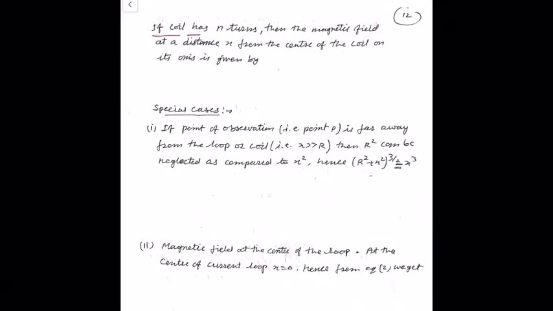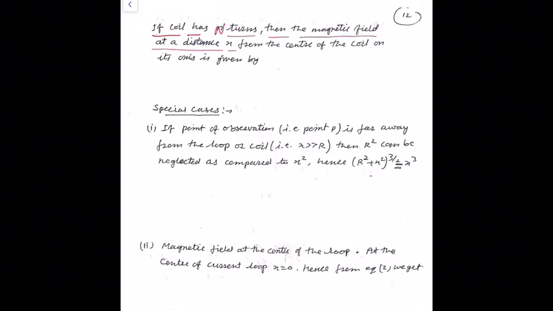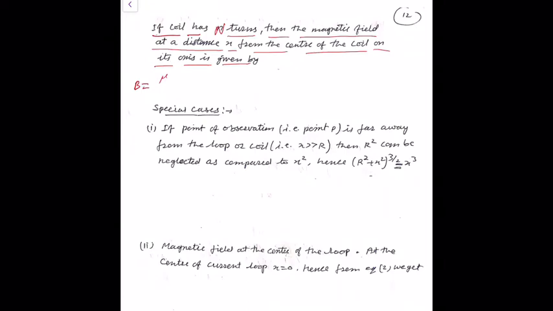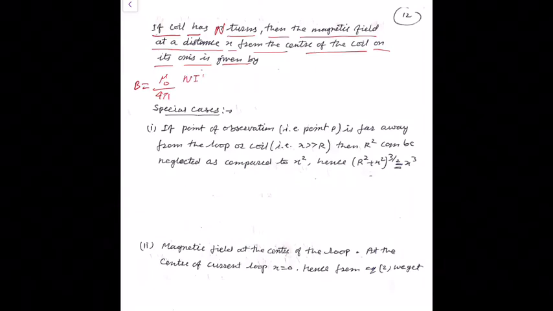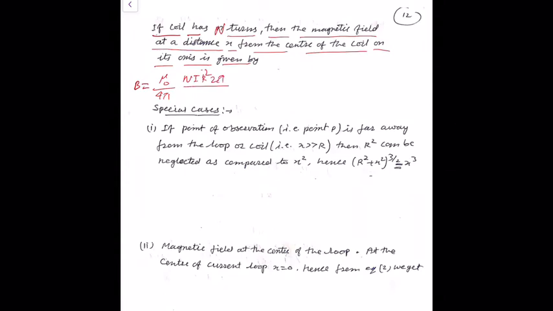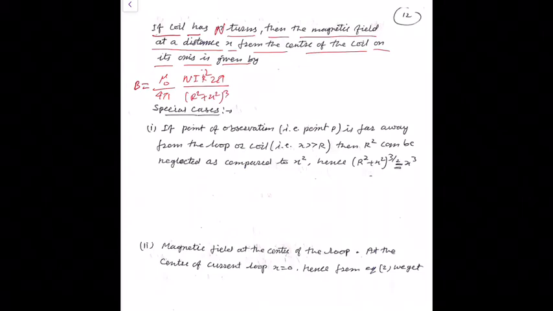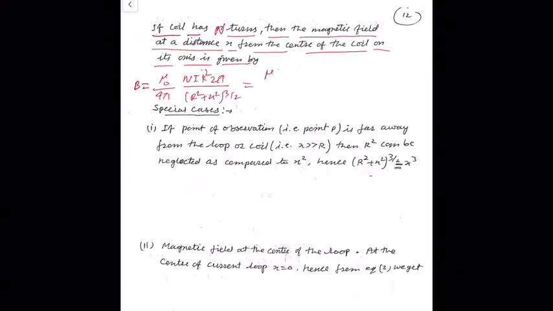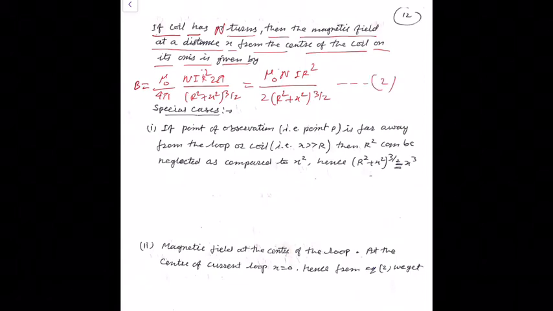If the coil has n turns, then the magnetic field at a distance x from the center of the coil on its axis is given by B is equal to mu naught upon 4 pi n I R square 2 pi upon (R square plus x square) power 3 by 2, or we can write mu naught n I R square upon 2 (R square plus x square) power 3 by 2. It is equation 2.